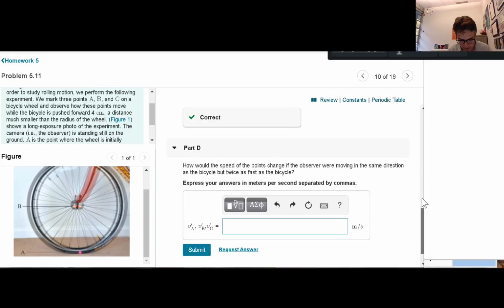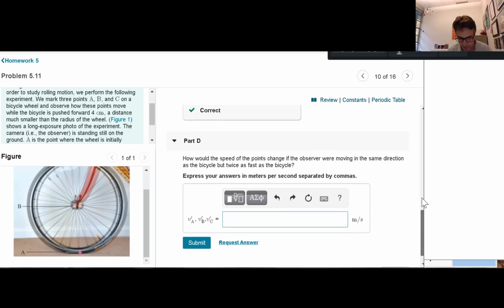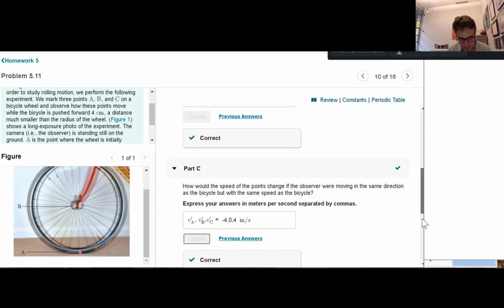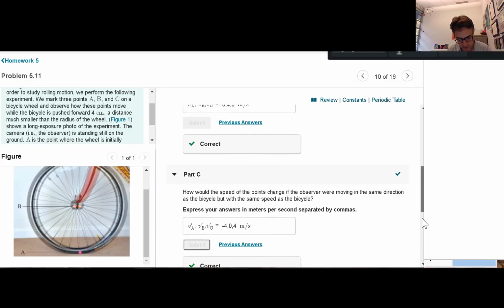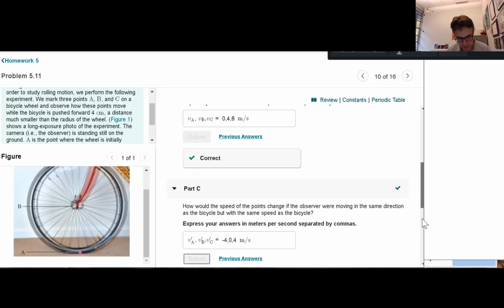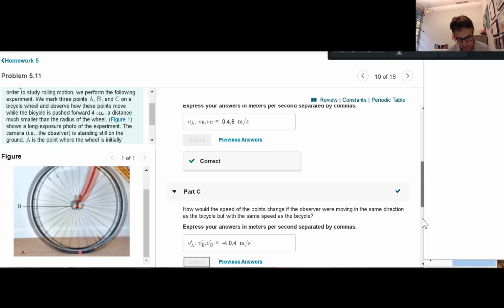How would the speed of the points change if the observer were moving in the same direction as the bicycle, but twice as fast as the bicycle? So if you're going twice as fast that way, again, what we did actually get from 0, 4, 8 to negative 4, 0, 4 is we just subtracted 4 from all those numbers.